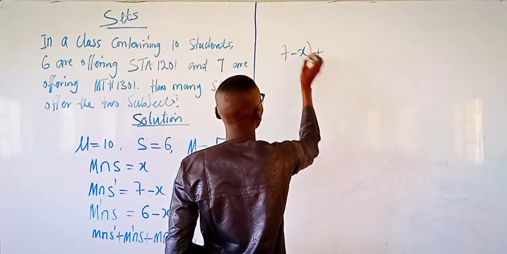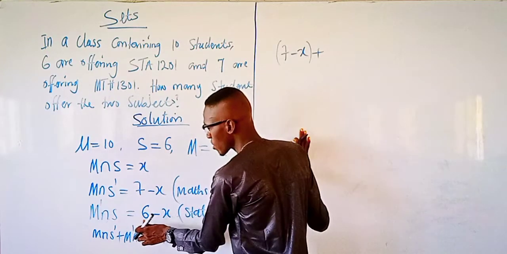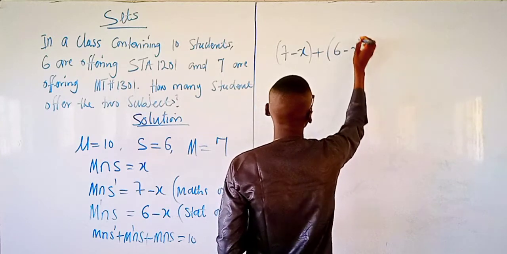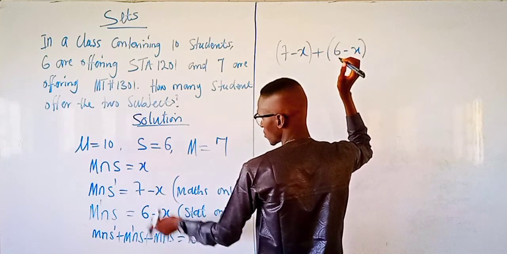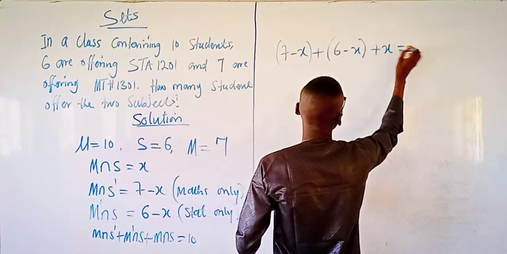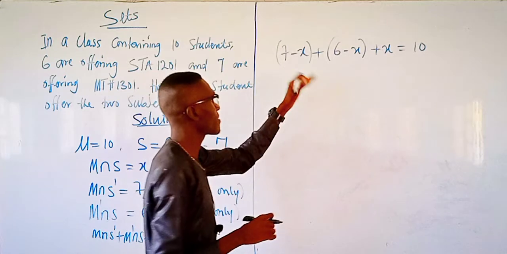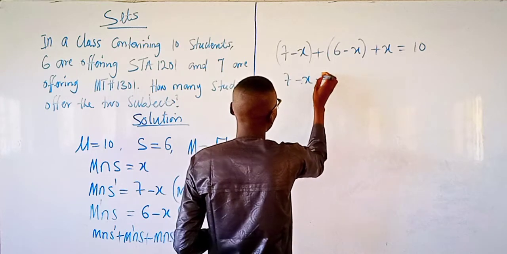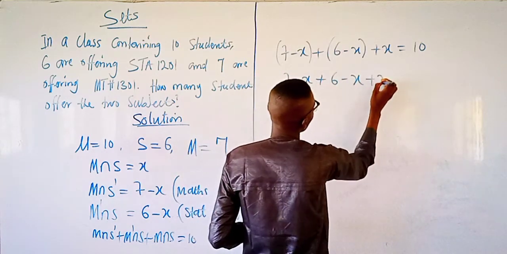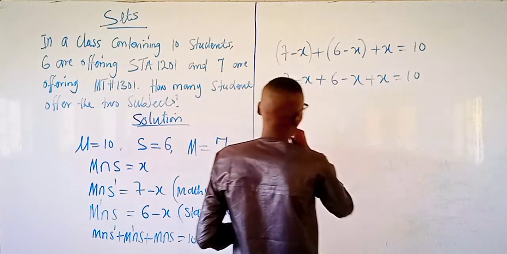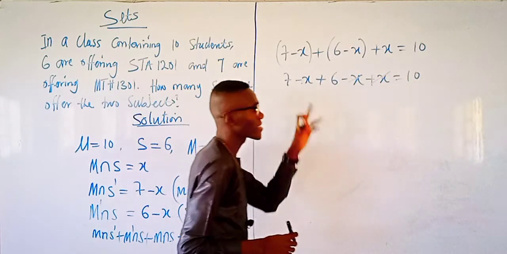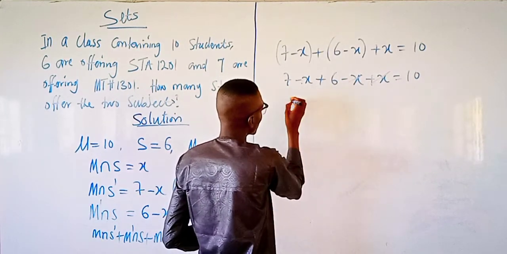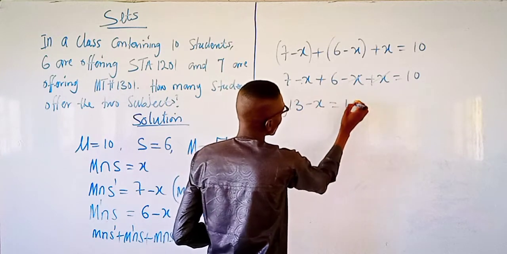Then plus, let me put it in the bracket, plus M complement intersection S, which is where we have 6 minus X, then plus M intersection S, which is X. That's plus X, and everything equals 10, right? So let's sum up everything and see what we've got. If I expand the bracket, this is going to be 7 minus X plus 6 minus X plus X equals 10, right? So X can cancel X because this is negative X plus positive X, and the only thing left is 7 plus 6, that's 13. So 13 minus X equals 10, right?